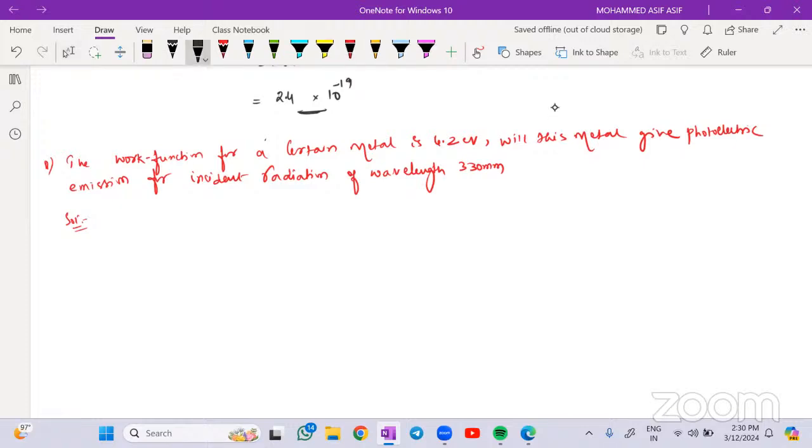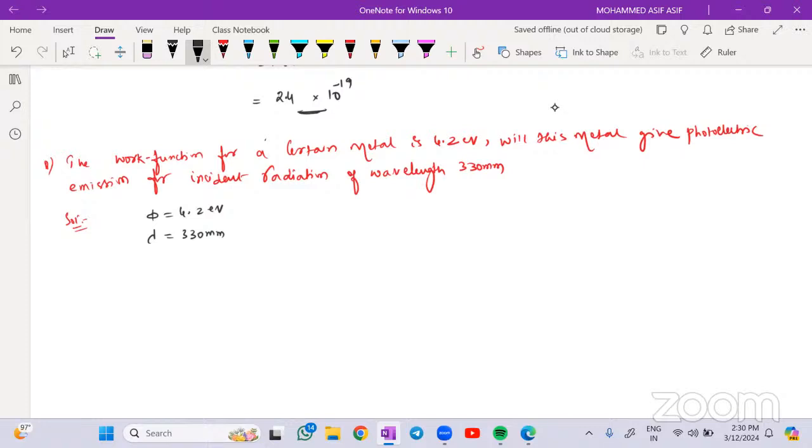One minute is over. Work function for the metal is how much? 4.2. Work function is given as 4.2 electron volt, and the wavelength of the light incident, lambda, is 330 nm. This is the given data. What is it asking? Work function is given. Will this metal give photoelectric emission?